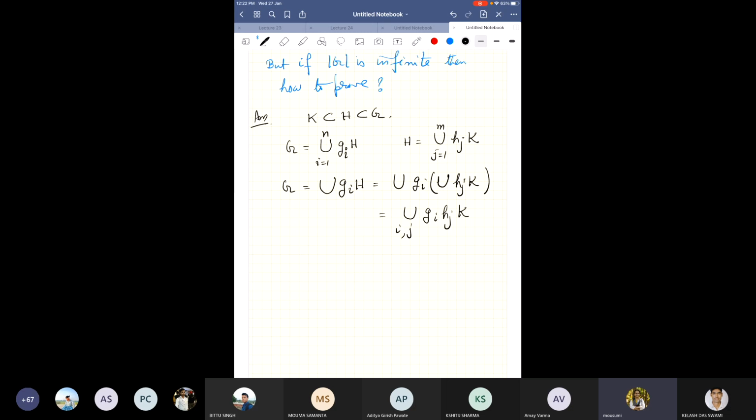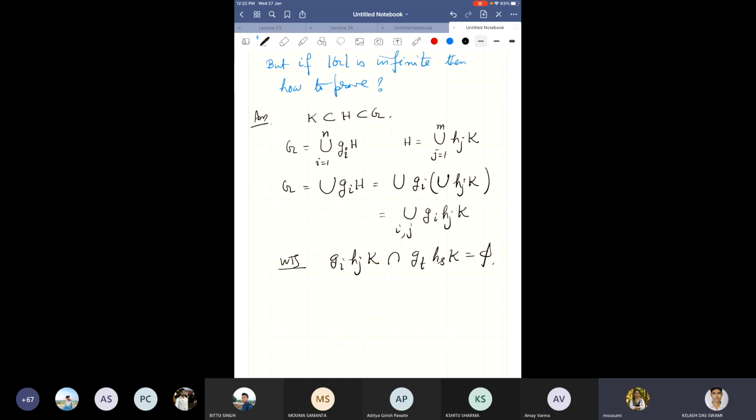I have written it. Now what will be enough to show? If I am able to show that any two sets here, g_i h_j K, are disjoint, then it will be done.